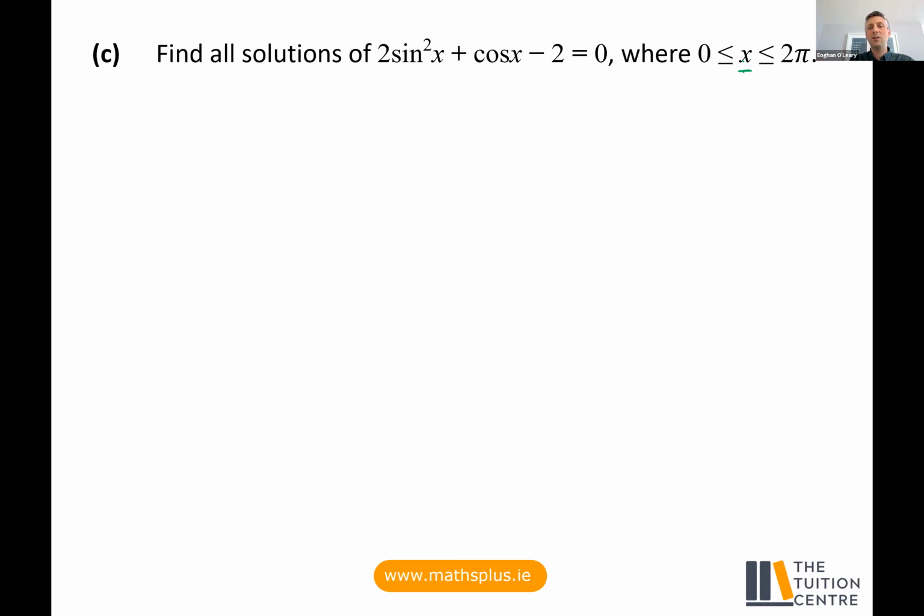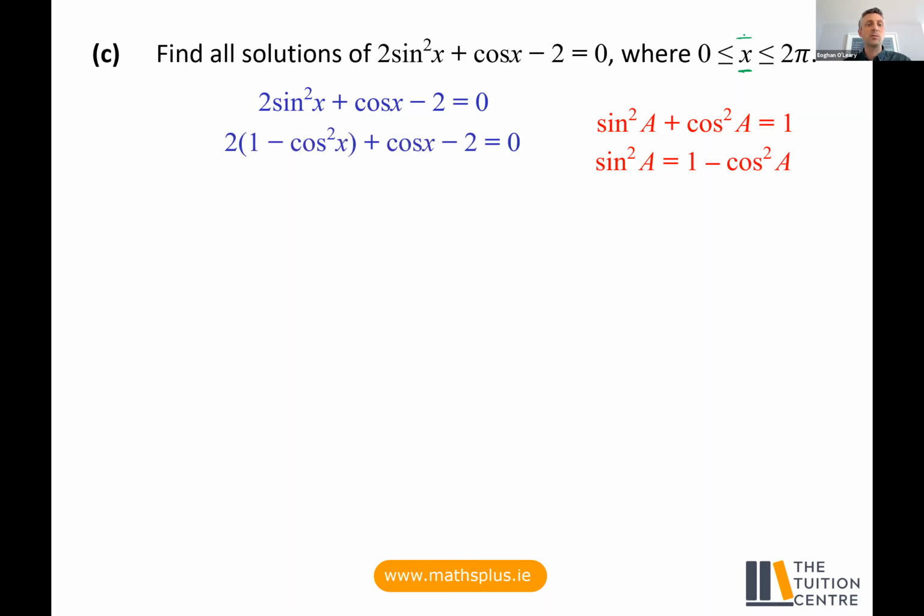So X is the variable. So what are you going to do? You're going to try and isolate X. How are we going to do it? Well, I can say, okay, I've got sine squared and I've got cos. I know from my trigonometric identities that sine squared A plus cos squared A is equal to 1. So sine squared A is equal to 1 minus cos squared A. So in our case here, I'd say sine squared X is 1 minus cos squared X.